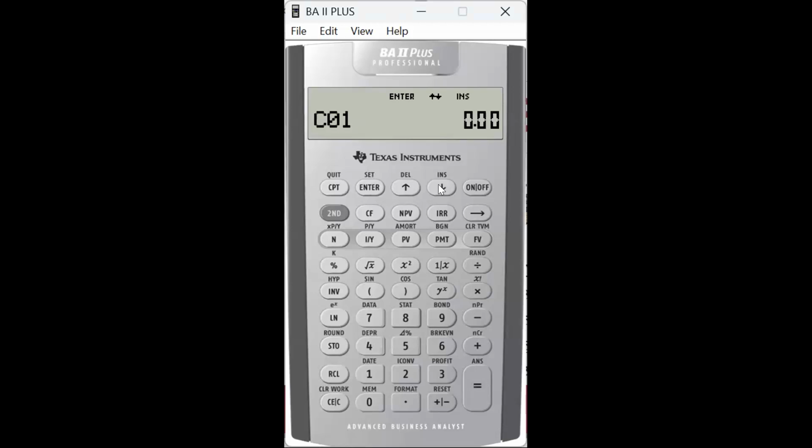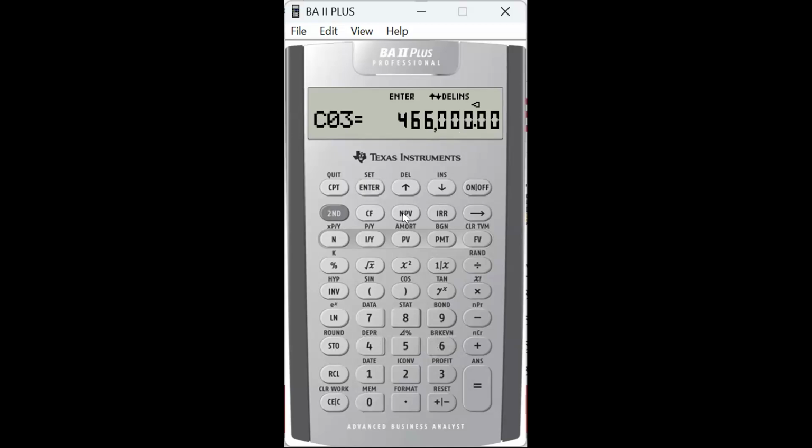So we go to C01 and we hit 16,000. Enter, and then the down arrow. F01, again, we're not going to change. So then we go to C02. We put in 16,000. Enter, then we hit the down arrow twice. C03 is 466,000. And then we hit enter, and then you stop.